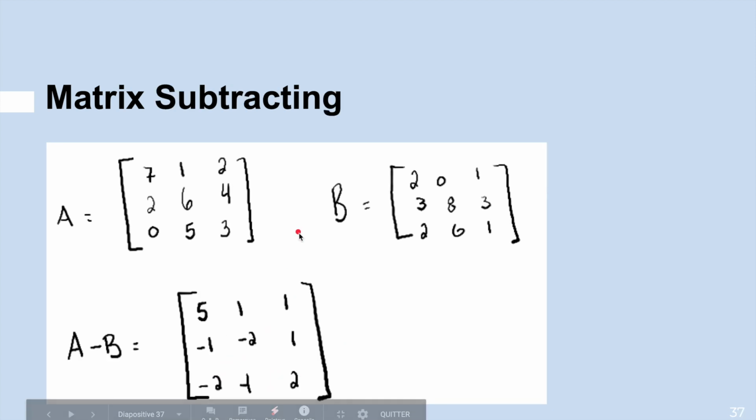Now, same thing for matrix subtracting. They have to have the same dimensions. Now, if I want to do A minus B, it is the same thing, but remember, it's the one from A first minus the one from B. So here I have 7. 7 minus 2 is 5. 1 minus 0 is 1. I can't do the opposite. I can't do 2 minus 7, that would be negative 5. I really have to pay attention to which one is first.